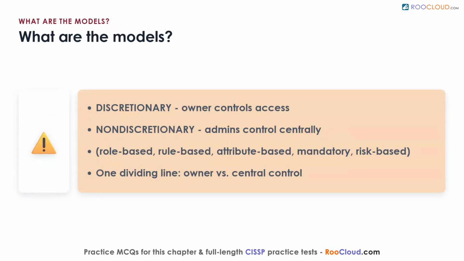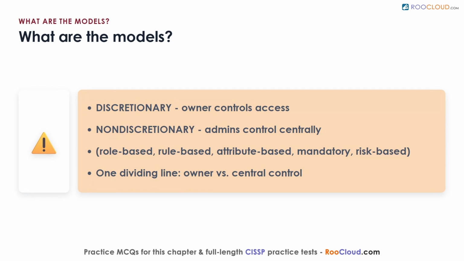So what are the access control models we build on top of all this? There is one discretionary model and a family of non-discretionary ones. In discretionary access control, every object has an owner, and that owner personally decides who else gets in. Everything else, role-based, rule-based, attribute-based, mandatory, and risk-based, is non-discretionary, meaning administrators manage it centrally for the whole environment. Keep that single dividing line in mind.